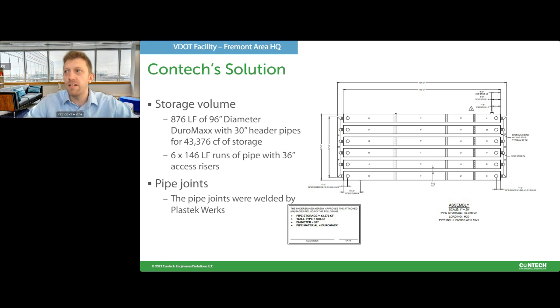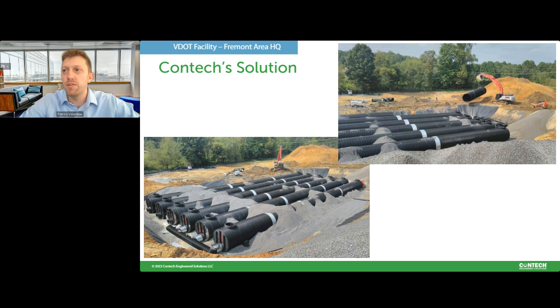So here on this slide, I have our shop drawing, which shows the layout of the system. And then on this next slide, you can see some pictures that were taken during the installation in the summer of 2021. So you can see the six runs of pipe here, the manifolds on both sides, the 36-inch risers to accommodate access. One note, the metal bands that you see in these pictures are just to hold the pipe in place during installation. After all the pipes were installed, a company that we work with called Plastic Works actually went into the pipe and welded all those joints together to create the welded connection that was required for this project.